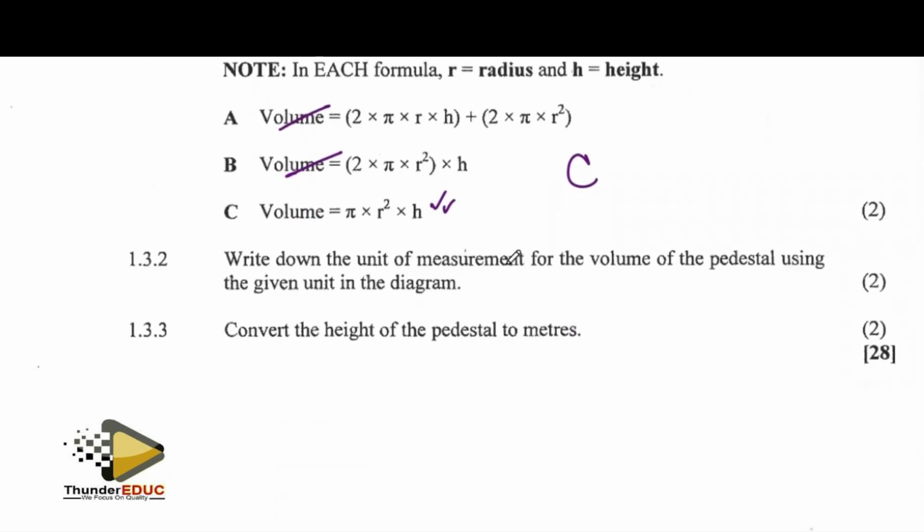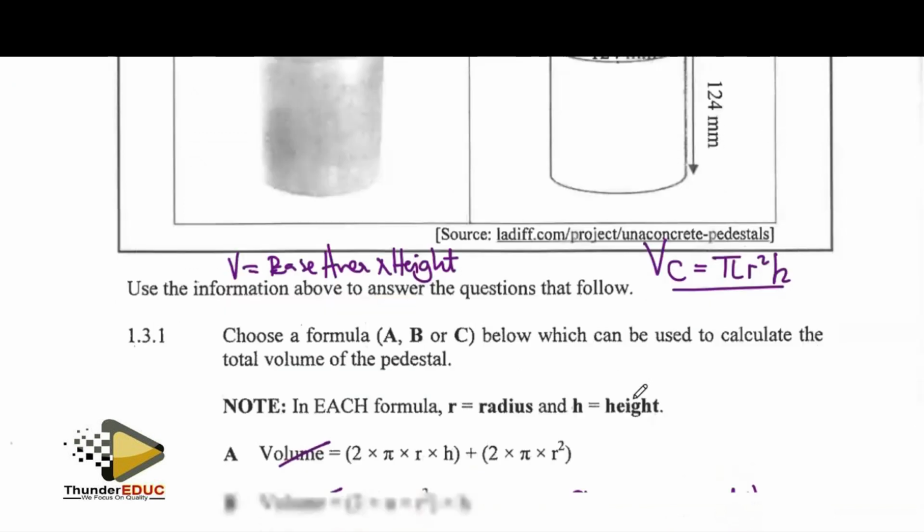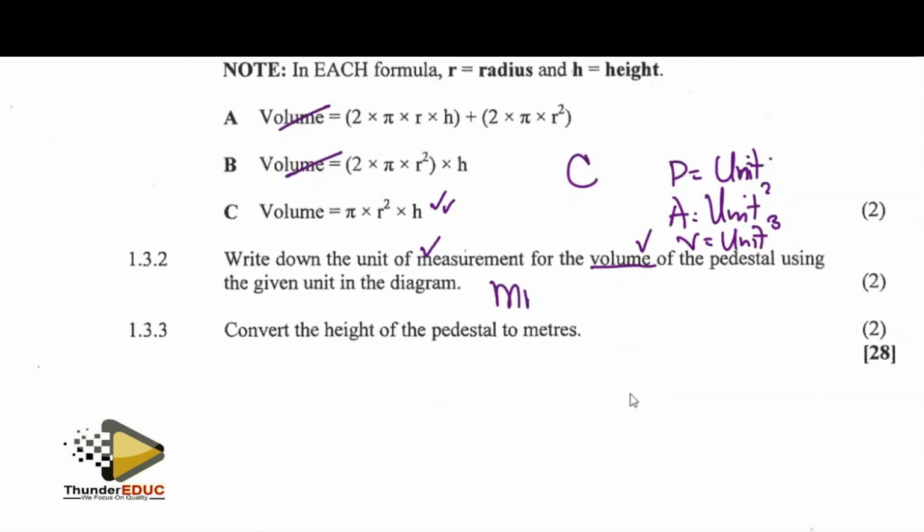We have 1.3: write down the unit of measurement for the volume of the pedestal using the given units in the diagram. Remember, they said write down the units of measurements of volume. For area, the units have to be squared. Volume units have to be cubed, whereas perimeter units remain the same. The units that we see in the diagram were millimeters. So here we shall write millimeters cubed. Don't forget that because you're looking for units of volume.